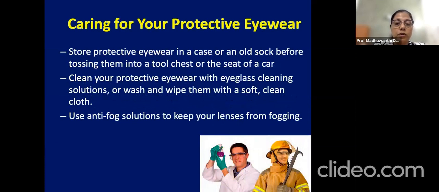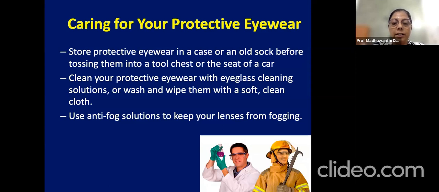Then about storing the protective eyewear, taking care of the protective eyewear is also important. How you can do that is instruct them to put the protective eyewear after use into a cloth bag or an old sock or something, and then you can put it in the back of the car or in a bag somewhere. Otherwise, if you just put it among other tools, it can get damaged and they will not be able to use it.